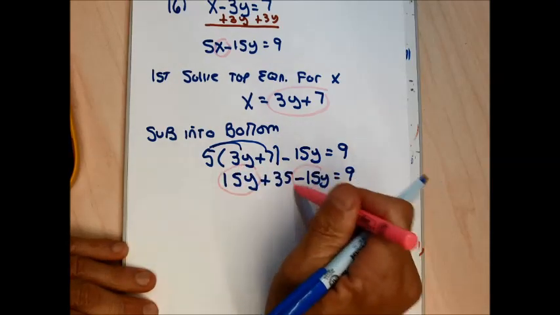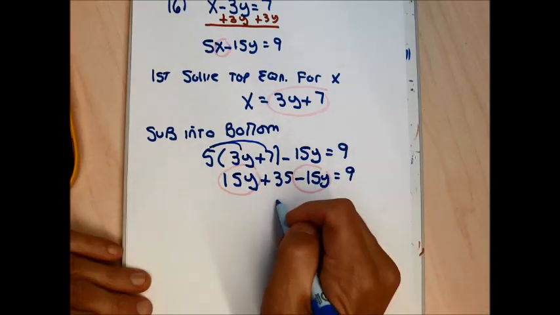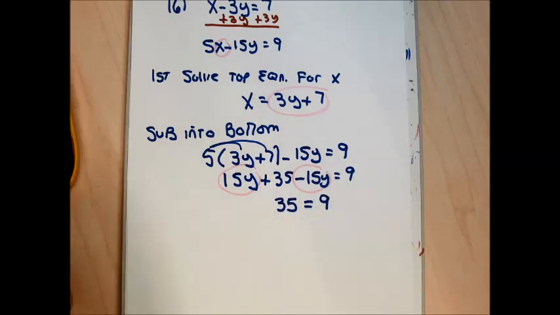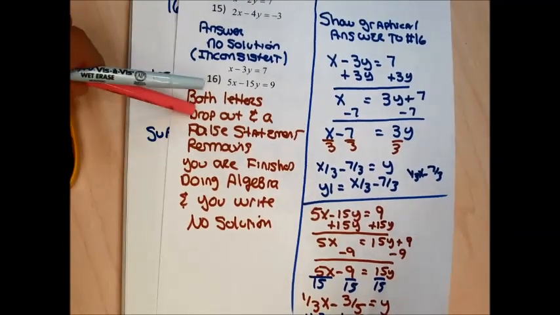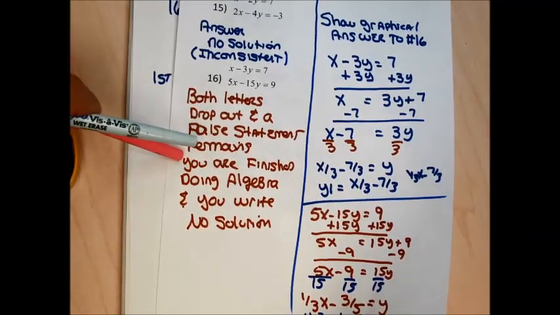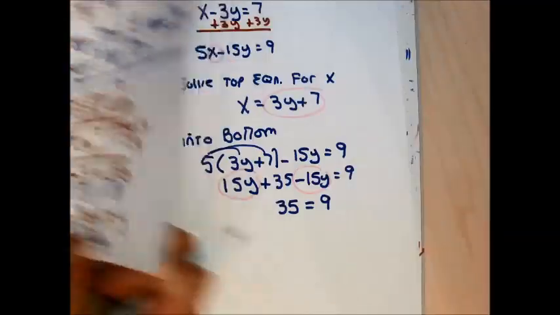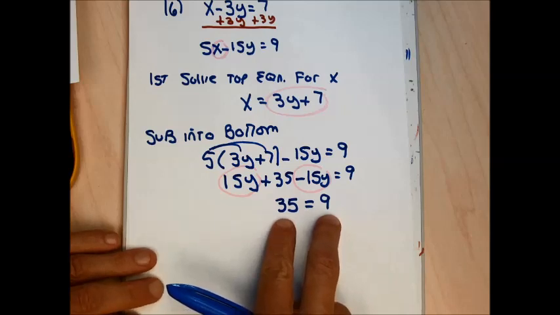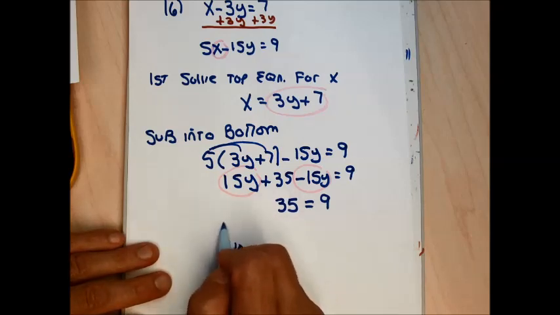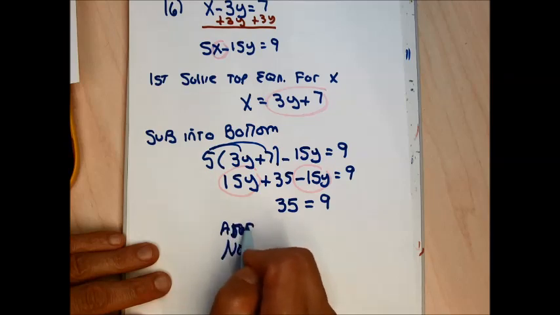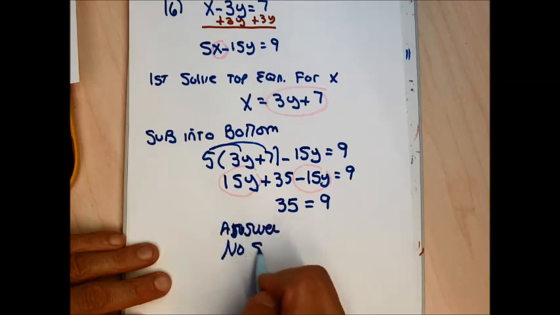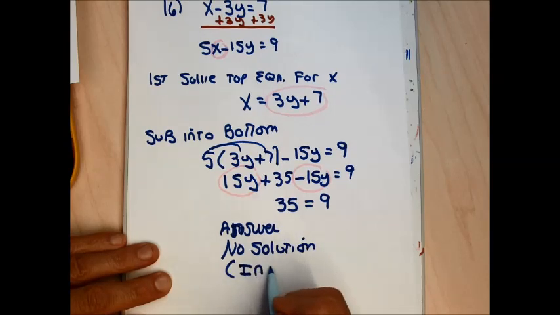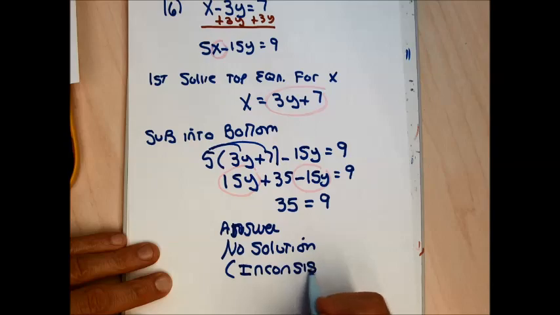And now the y's are going to cancel, and you're going to be left with just a 35 on the left-hand side and a 9 on the right-hand side. As soon as the letters drop out, if there's a false statement that remains, you're finished doing your algebra. You just simply write no solution. All the letters dropped out. I have a false statement that 35 doesn't equal 9. So my answer to problem 16 is just no solution. Or you could use the more mathematically elegant word and say that this is an inconsistent system of equations.